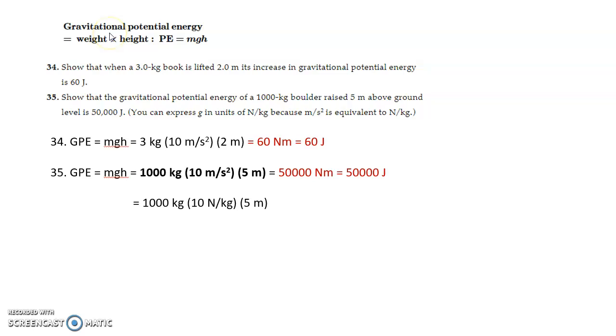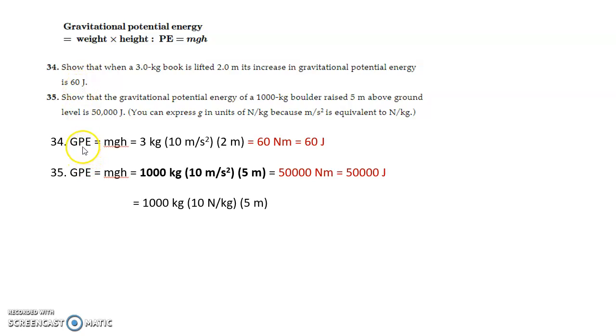The gravitational potential energy is equal to the product of weight and height. The symbol for it is PE, and weight is mass m times g, which is gravitational acceleration, and h here is height. So for problem 34, we have a book that has a mass of 3 kilograms. It's lifted to a height of 2 meters, and the increase in gravitational potential energy is 60 joules. So we're asked to show that.